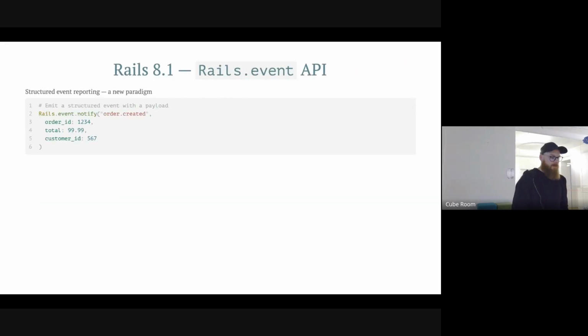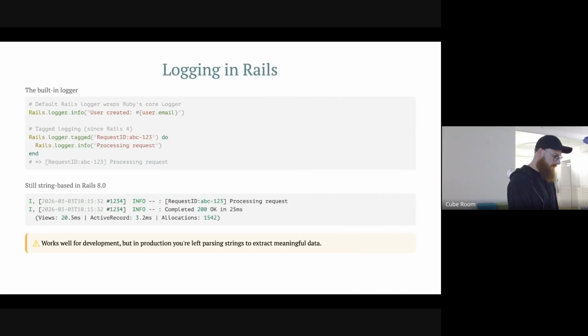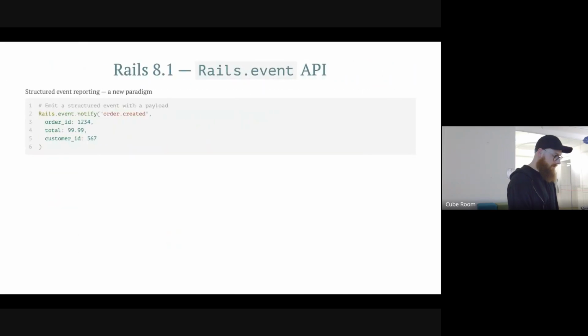So let's talk about Rails Event finally. So this is the new API. Like I said, there is some weird delay. I click once and it skips. Okay. So Rails Event is a built-in, since Rails 8.1, a built-in API for emitting events.